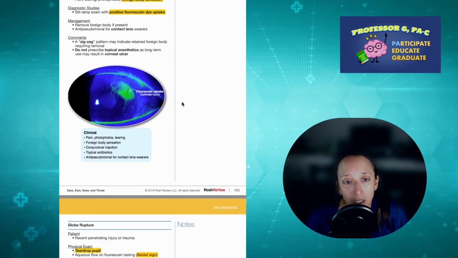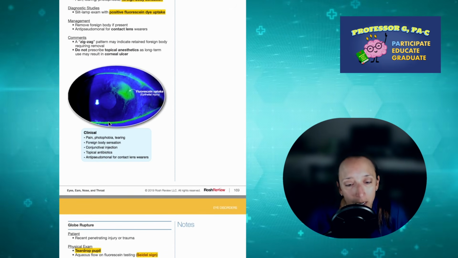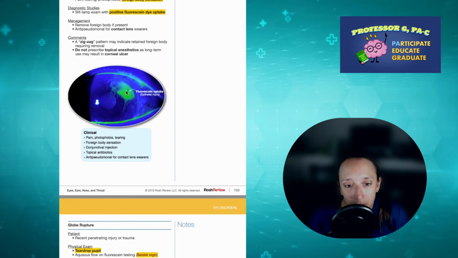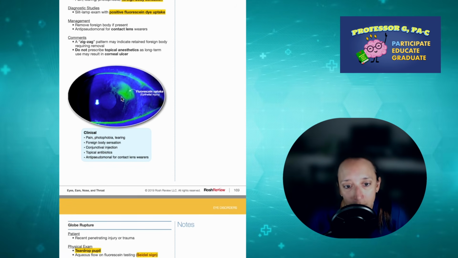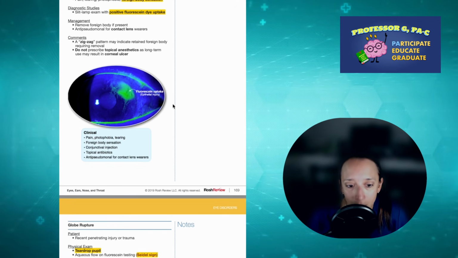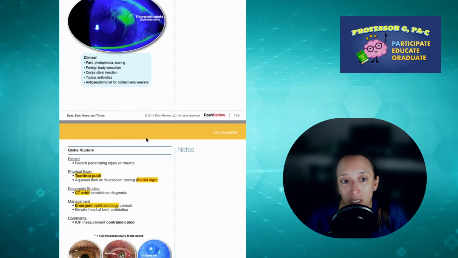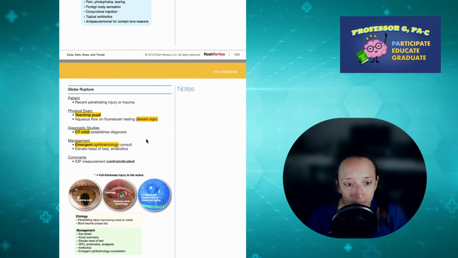We'll usually prescribe topical antibiotics to help heal this up without infection, and they'll need to follow up with ophthalmology, especially if the abrasion is in the line of sight. Okay. And we need to update their tetanus if they're not up to date.